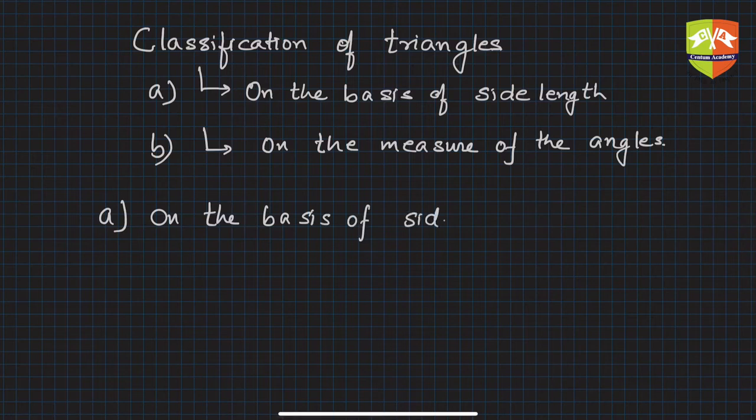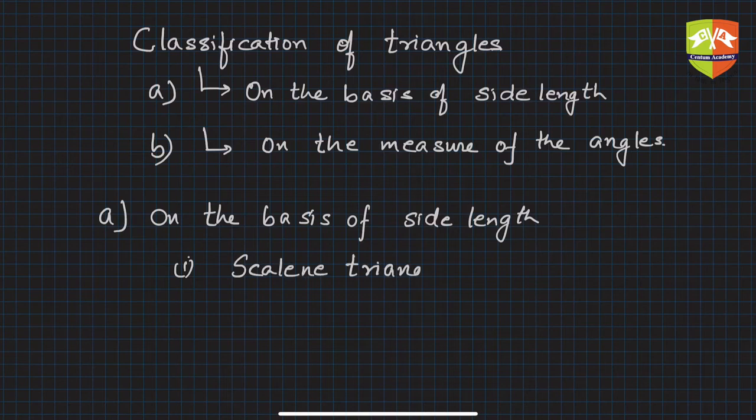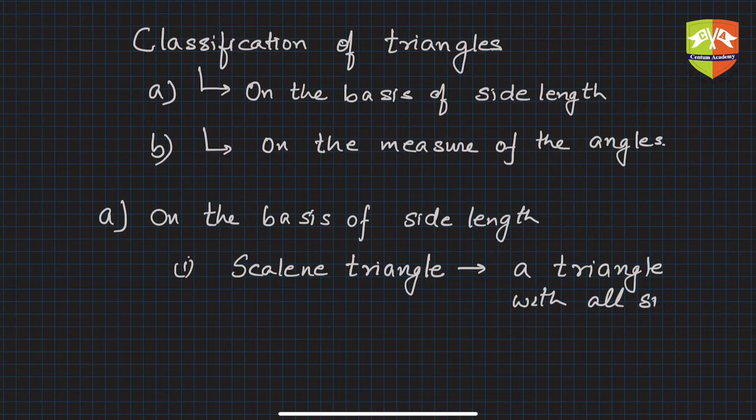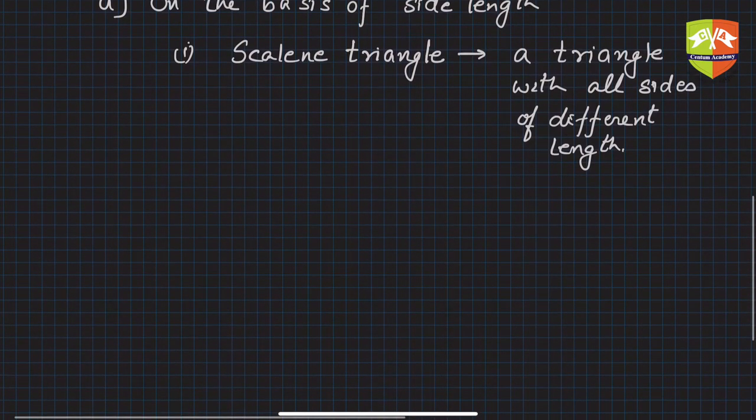So we have categorized triangles into three categories. One is called Scalene triangle. What is a Scalene triangle? A triangle with all sides of different length. This is called a Scalene triangle. Okay, so all sides with different length will be called Scalene triangle.